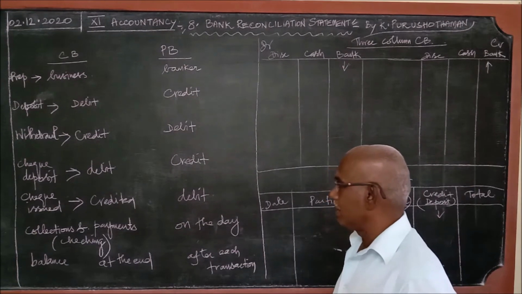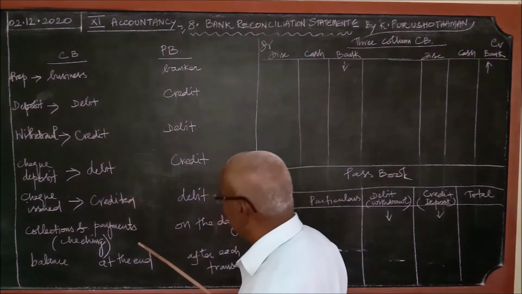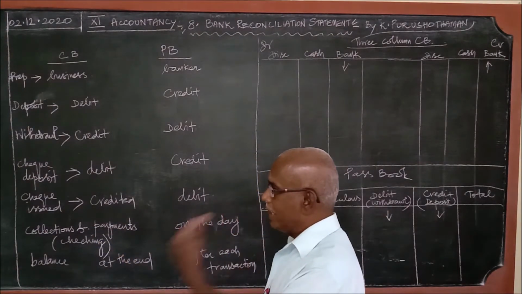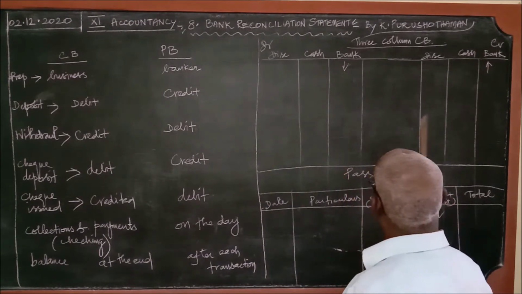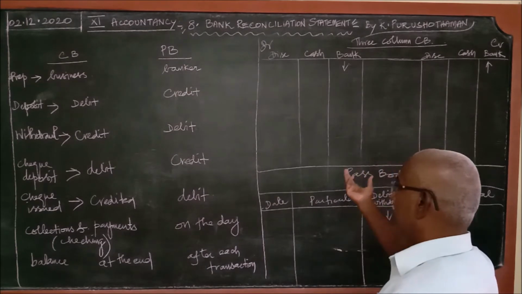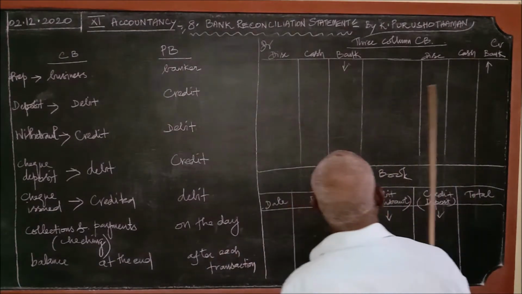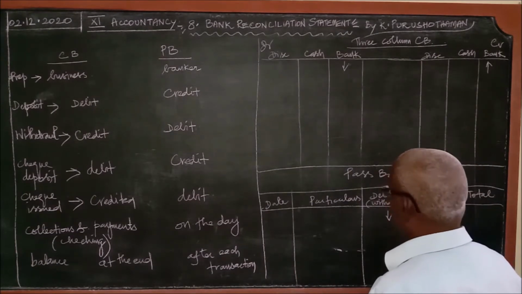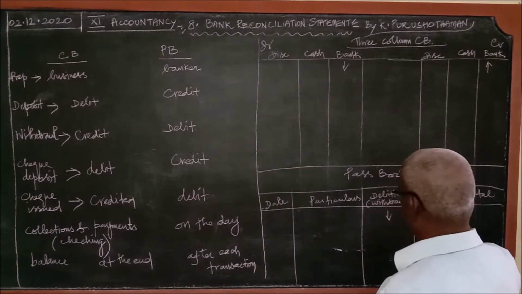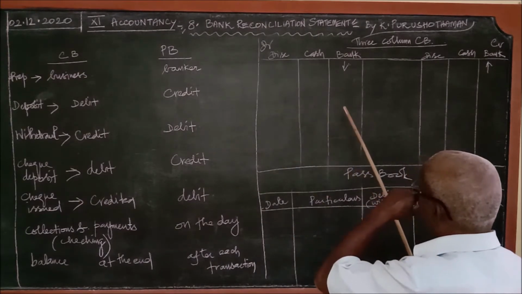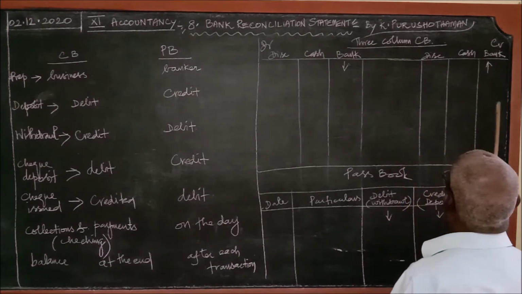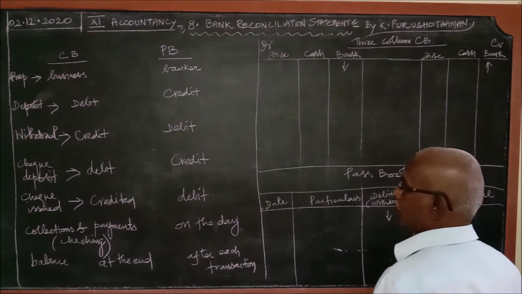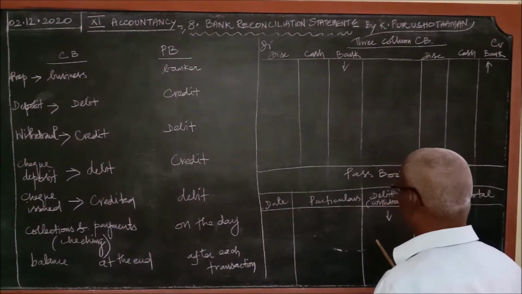What happens when the collection is made? After checking the bank statement, they will pass entries. When payment is made by the bank, after having a check, it will be entered here. Whether the amount is collected on our behalf by the bank, after checking only we will make the entries in the cash book. If the payment is made by the bank, after having a check only, the payment will be entered in the cash book. But what happens in the passbook?